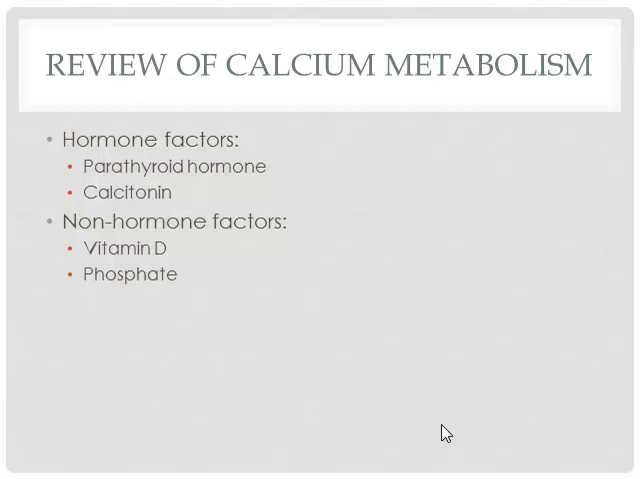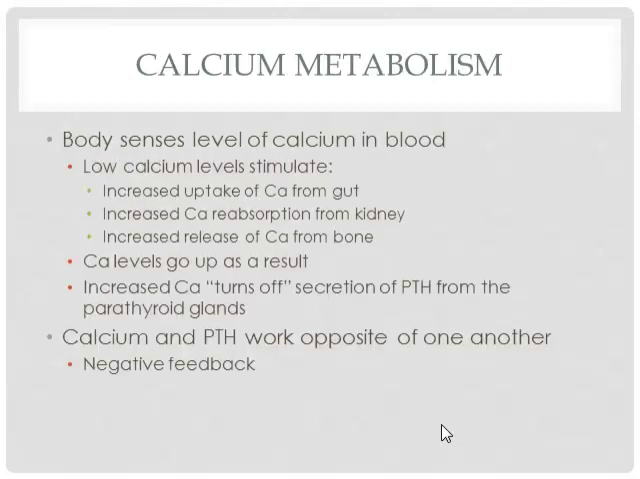So are we getting enough sunlight? Do we have enough vitamin D intake in our body? Do we have enough phosphate in our body to produce calcium? So as we review calcium metabolism, the body is going to sense the levels of calcium in the blood. If we have not enough calcium available, then we are going to want to increase the calcium levels in our blood. How do we do that?